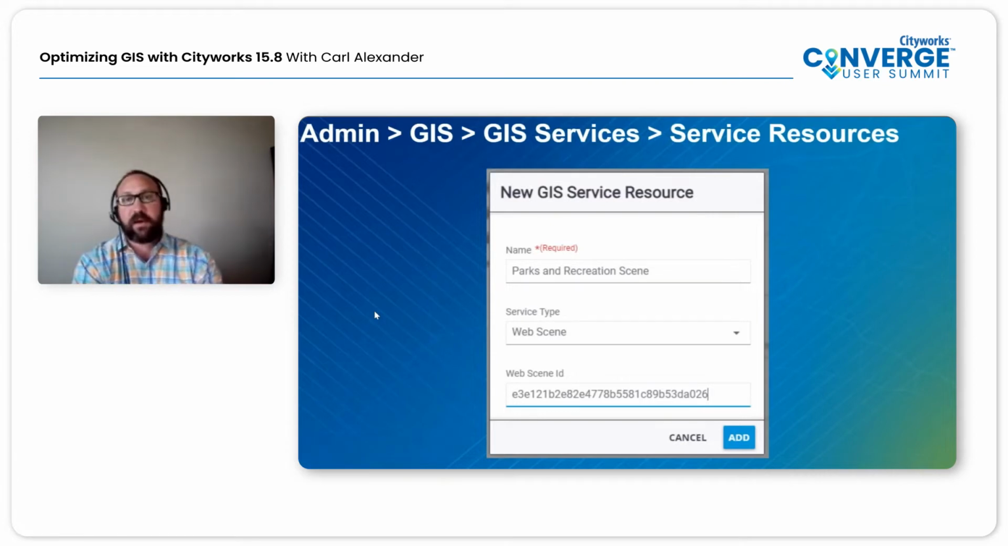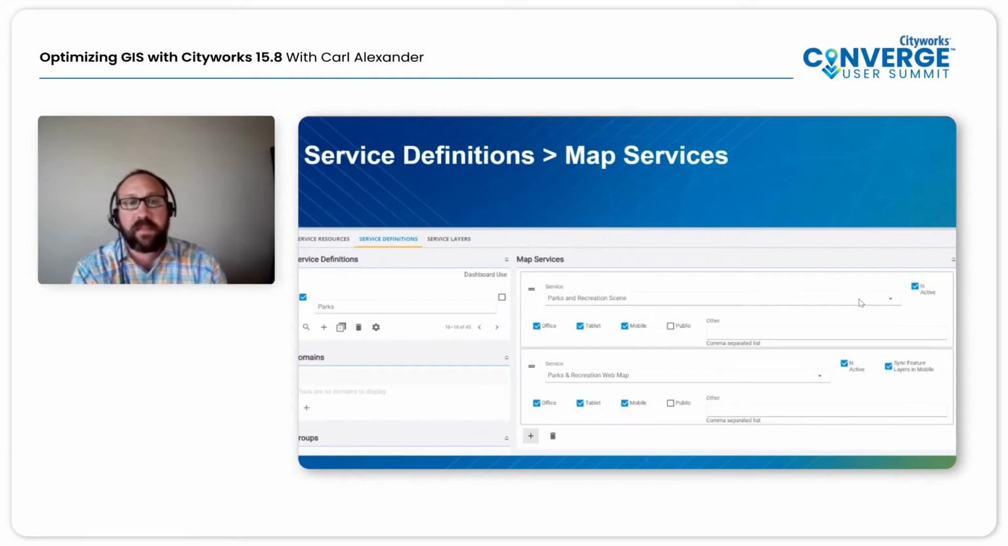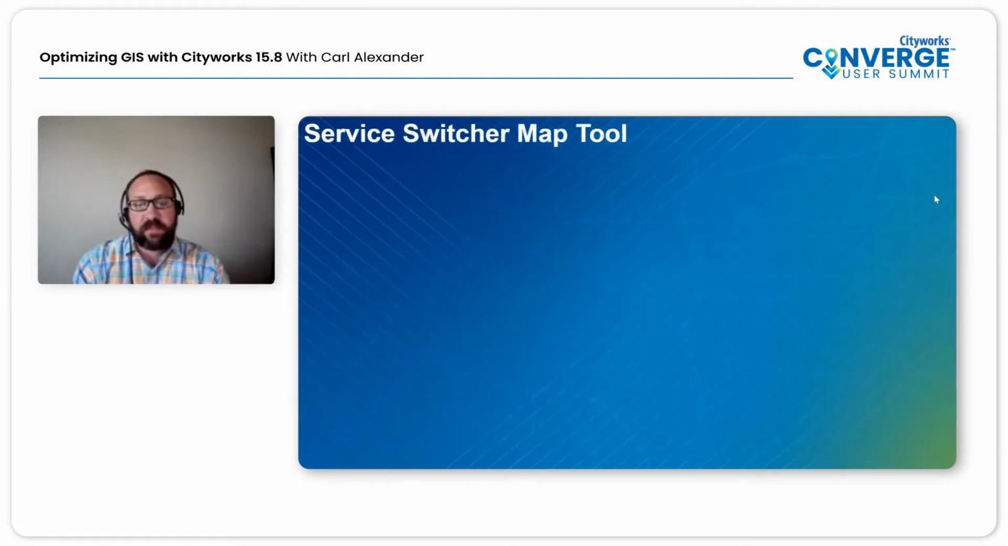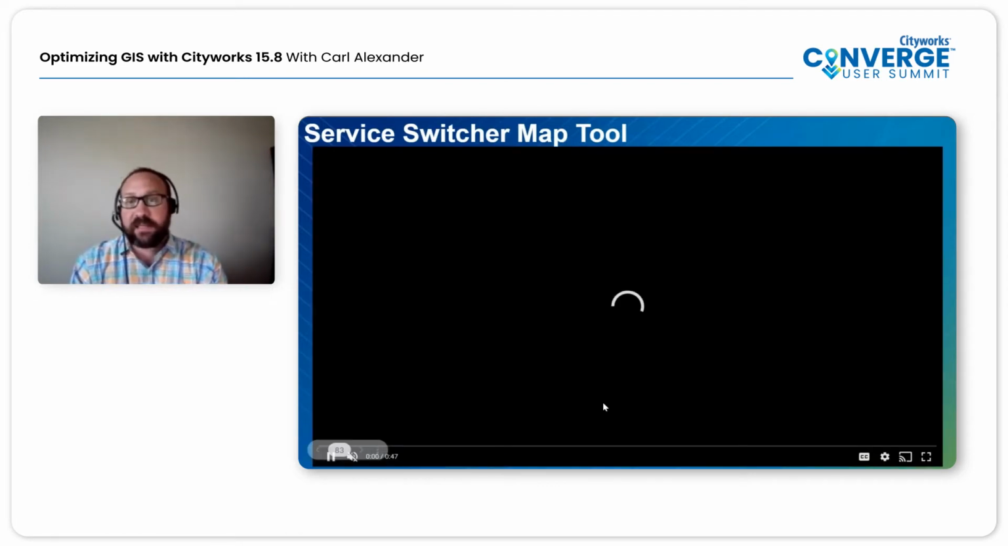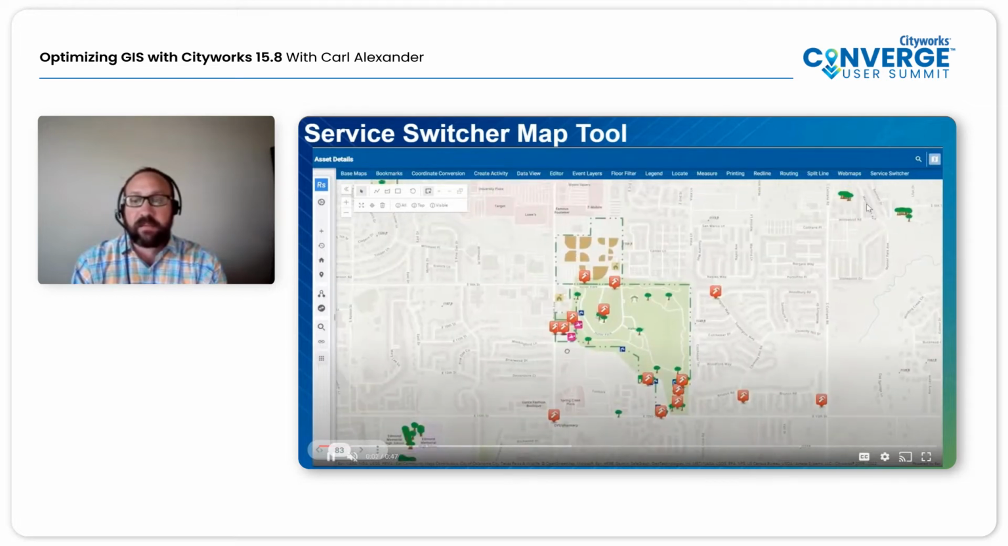Here I opened up a scene, added some buildings and some trees, changed the symbology, and did some labeling for some fields for parks. As you see there, I saved it, and I have the web scene up in the top here. I'll copy that and go into admin, GIS services, and add this web scene with that scene ID, just like I would a web map. We'll add that to our services resources here in admin.